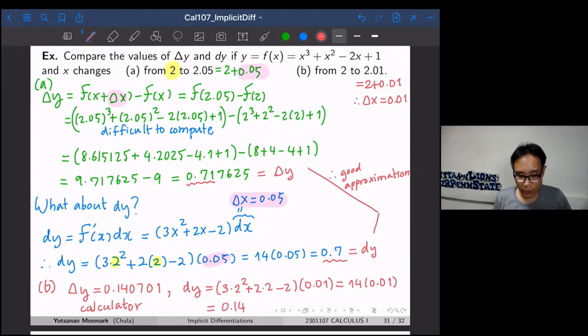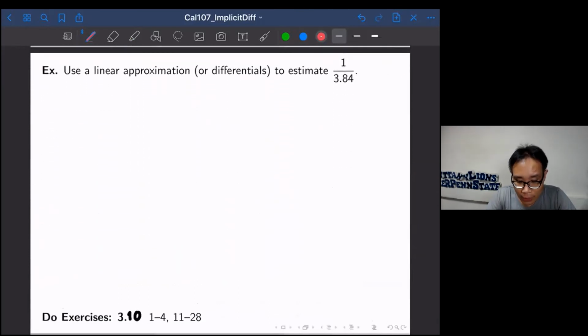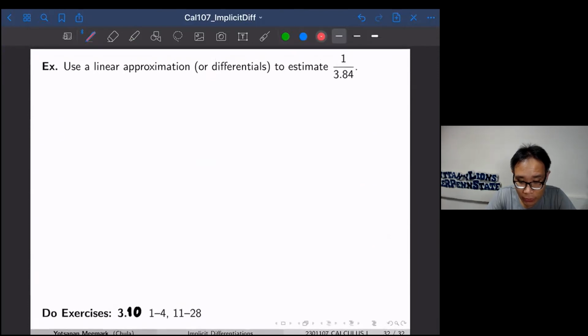Okay, so it's going to be dy, and you can use your calculator for delta y. For delta y, it's going to be f at 2.01 subtract f of 2. Okay, so you use your calculator. For the last one, we'd like to use linear approximation or differential to estimate this one. So what we can do for this one is compute the actual value.